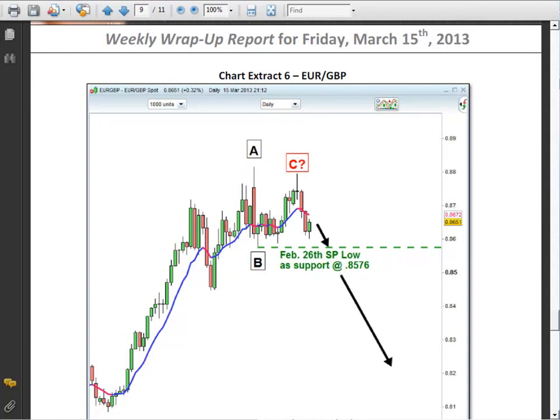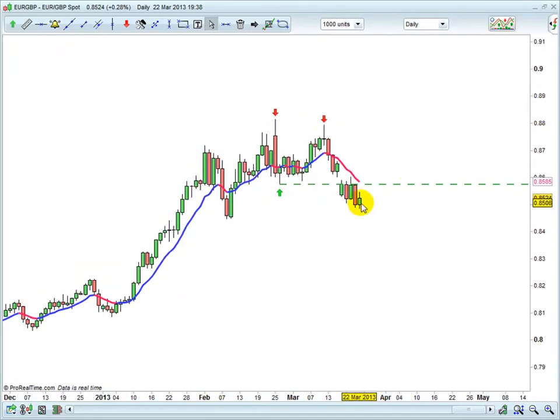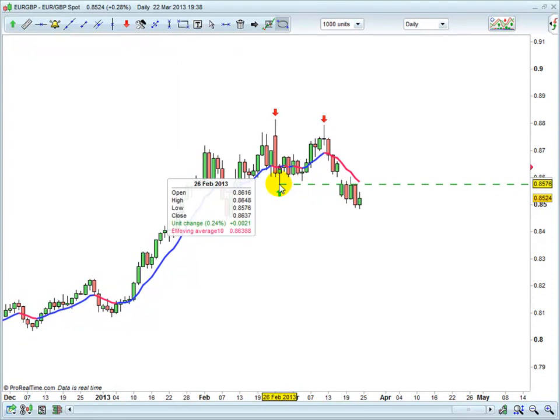What I'd like to do now is hit the pause button and fast forward to Friday this week, March 22nd, and see how that signal or event played out. We're now looking at the daily chart for Euro Pound as of the close of Friday, March 22nd, and you can see that the market did the work for us that we were looking for. It gave us a gap open if you compare Friday, March 15th into Monday, March 18th. Price opened and even closed below this level right here, the February 26th swing point low at 85.76.